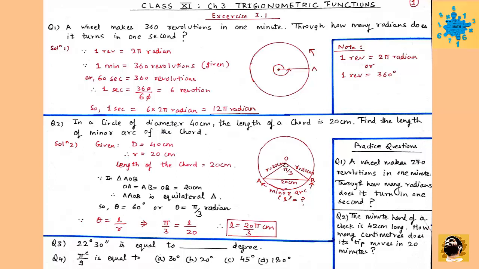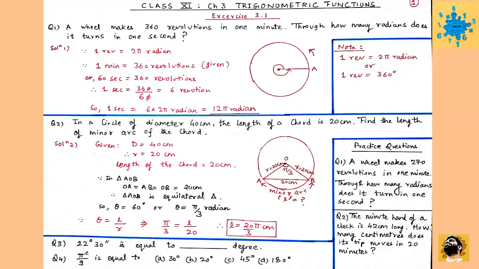Therefore, 1 minute is equal to 360 revolutions. We know that in 1 minute, we have 60 seconds. Therefore, we can also write this as 60 seconds is equal to 360 revolutions. So from here, by unitary method, 1 second is equal to 360 upon 60, which is equal to 6 revolutions. So in 1 second, the wheel makes 6 revolutions.